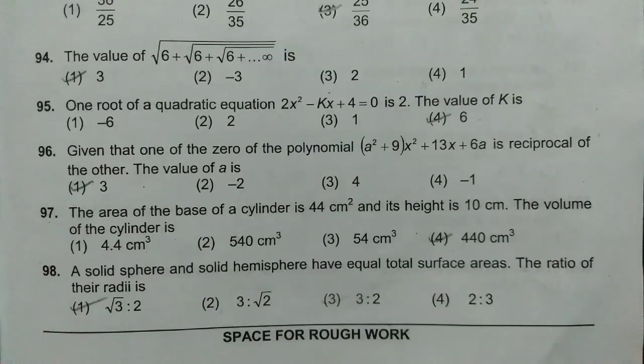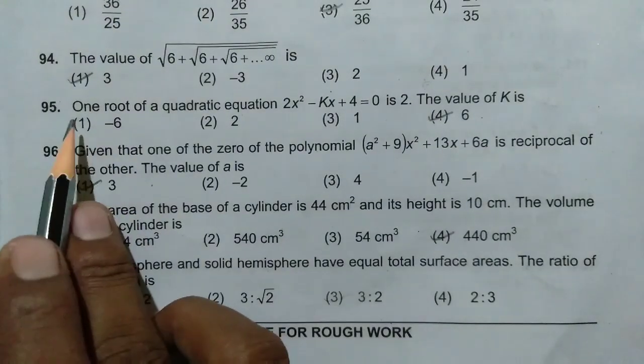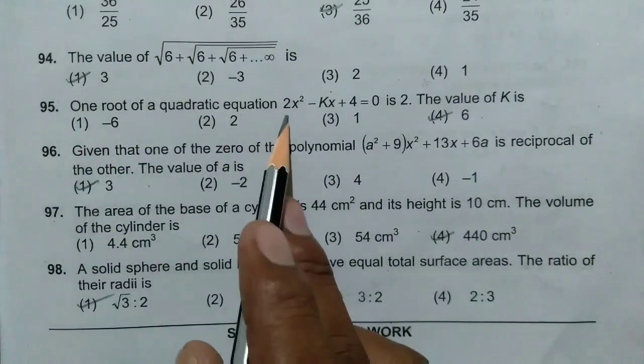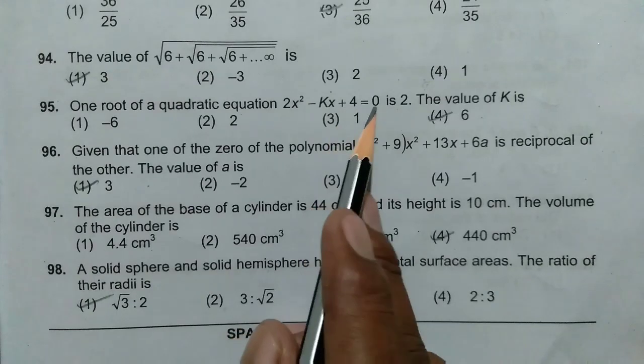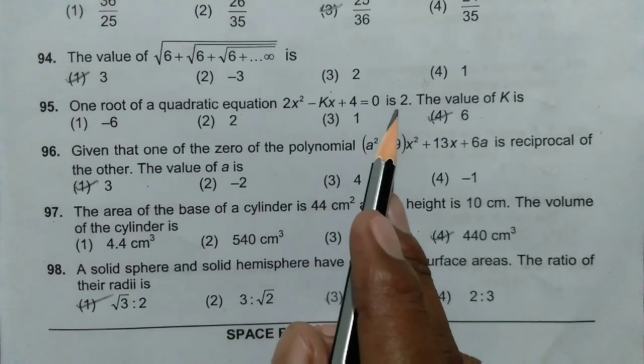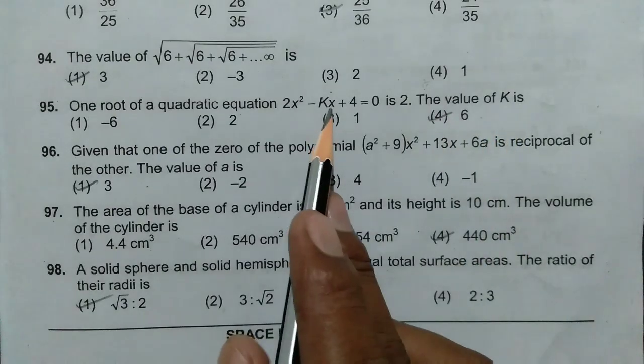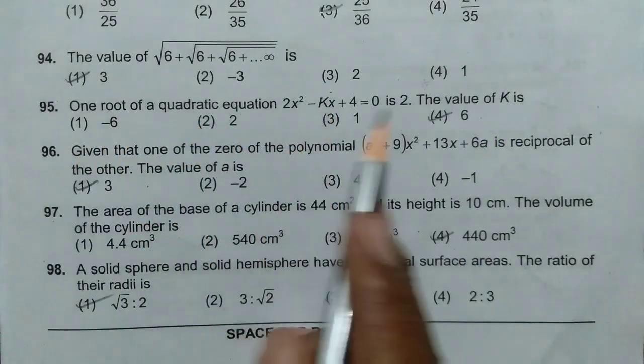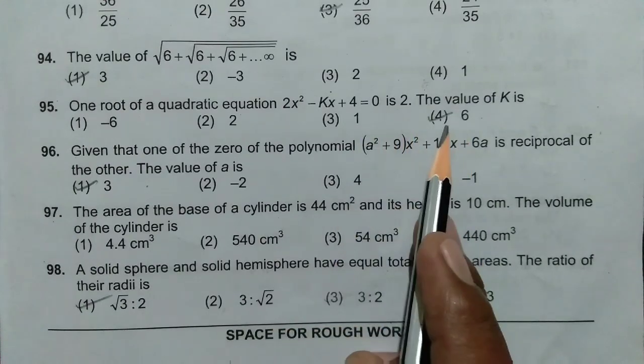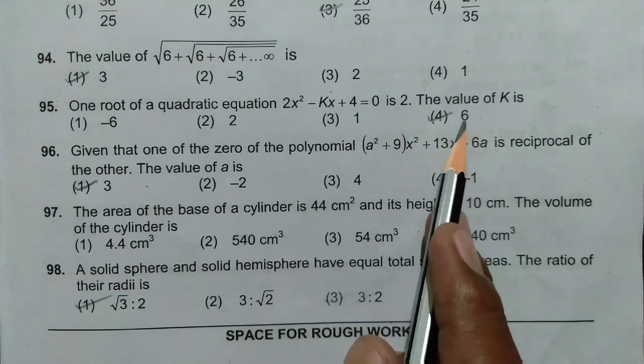Next, question number 95: one root of the quadratic equation 2x square minus kx plus 4 equal to 0 is 2. You can find the value of k. One root of this quadratic equation is already given, that is 2. So here the k value is 6. 6 is the correct option answer.